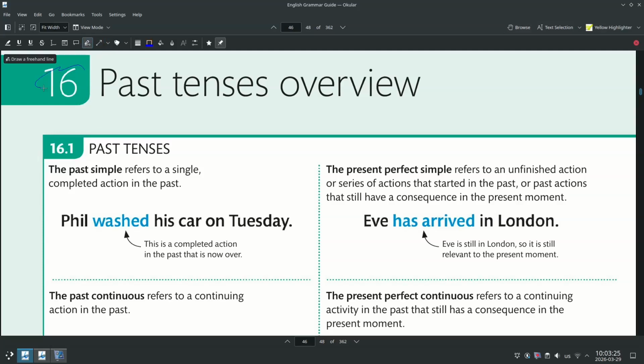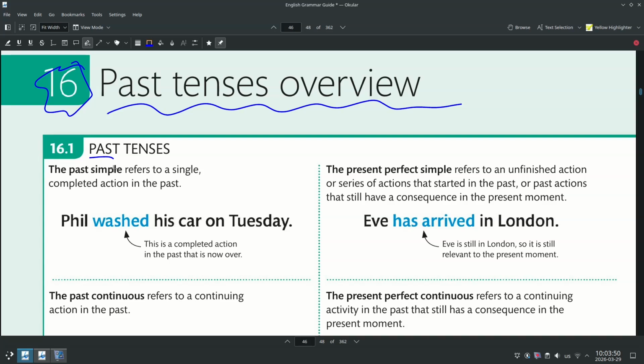Lesson 16. Past tenses overview. Past tenses. The past simple refers to a single completed action in the past. For example, Phil washed his car on Tuesday. This is a completed action in the past that is now over.